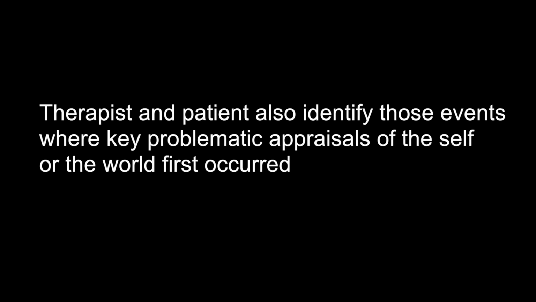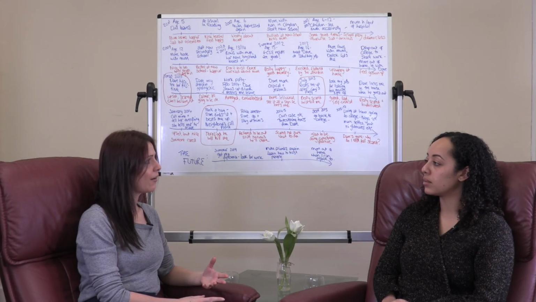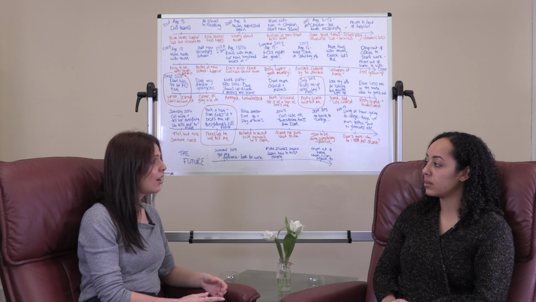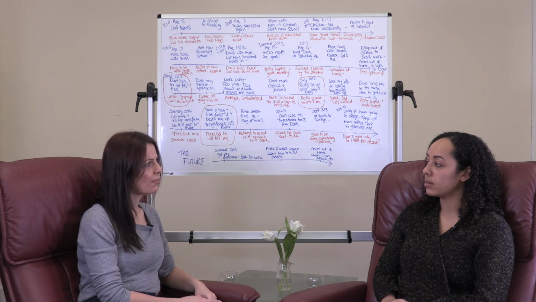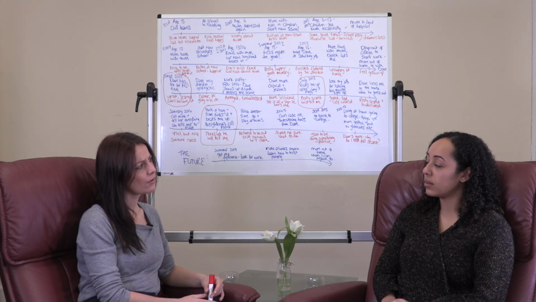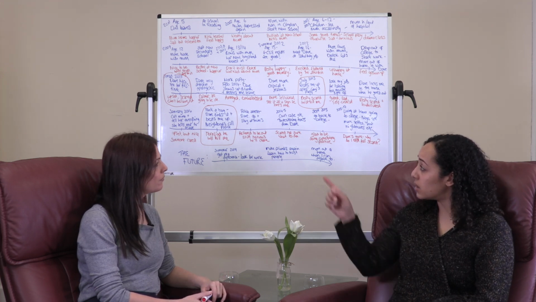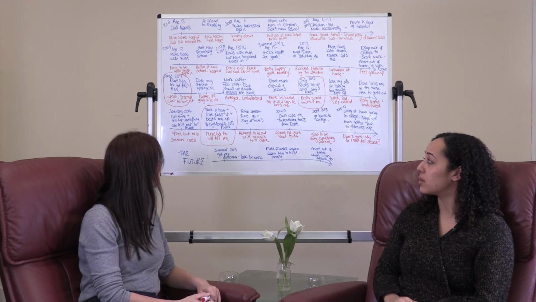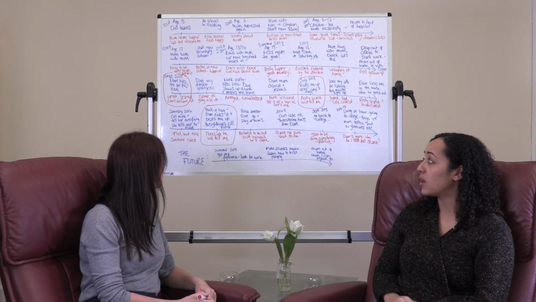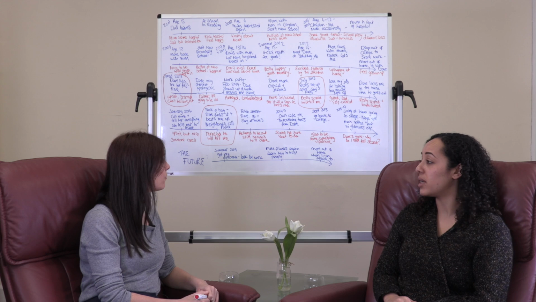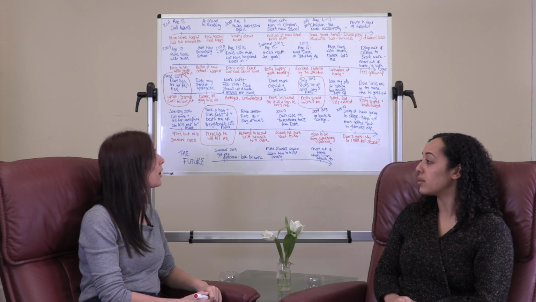Okay. Therapist and patient also identify those events where key problematic appraisals of the self or the world first occurred. So you mentioned a thought that you have, that you're an idiot. Can you remember when you first started thinking about yourself that way? Well, he used to say that to me. So I think when he turned nasty, kind of around that time of Christmas 2013, I should have left him then. And I'm an idiot because I stayed with him.